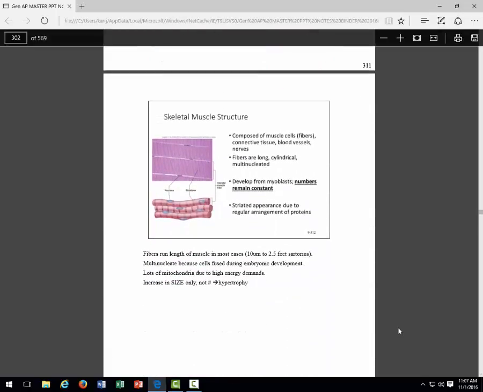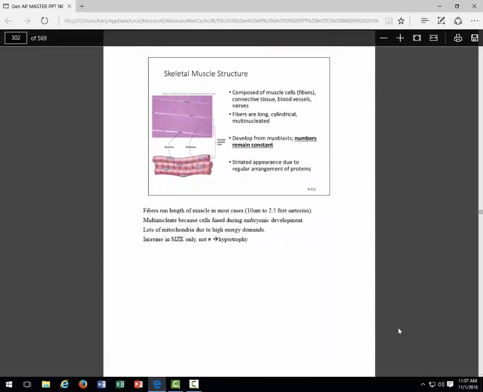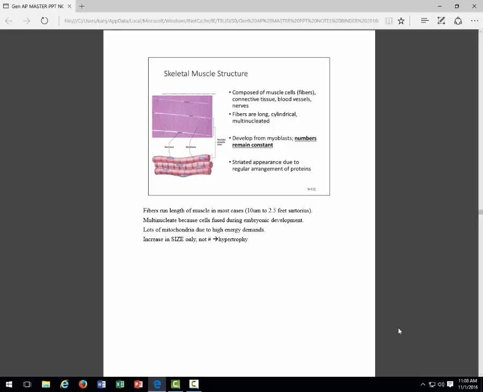So just basic functions. So if we look at skeletal muscle structure, we know that the cells are long and cylindrical. They have multiple nuclei, but the numbers remain constant, just like we saw in adipose tissue. When you're done developing and growing, you have all the muscle cells you're going to have for the rest of your life. You can increase the size of those muscle cells or decrease the size, but you're not going to increase the number of muscle cells.